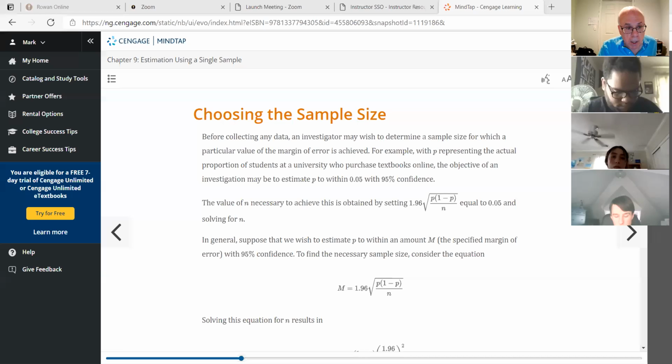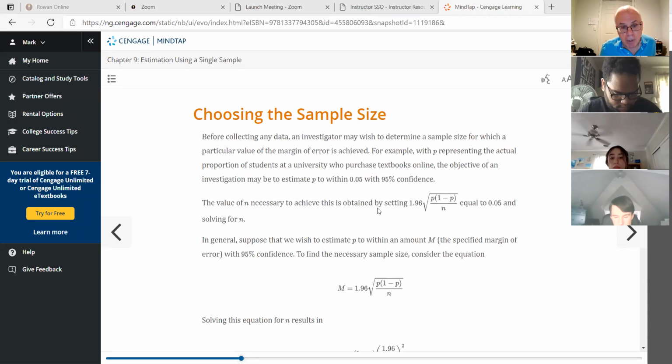All right. And what I'm going to do is share with you the ebook, first thing. What I'm showing you now is in section 9.2, at the very end of the section. There is a section here on choosing the sample size, which is what most researchers will do before they conduct any research. They're going to be interviewing people.